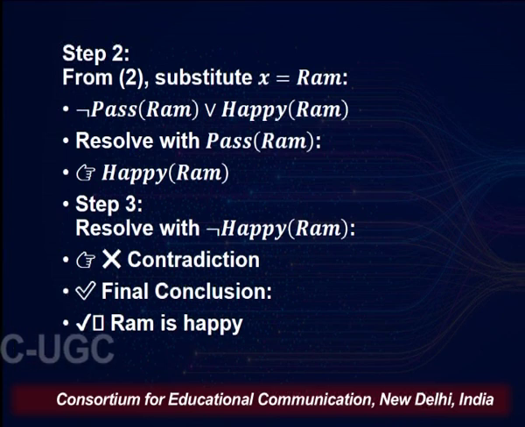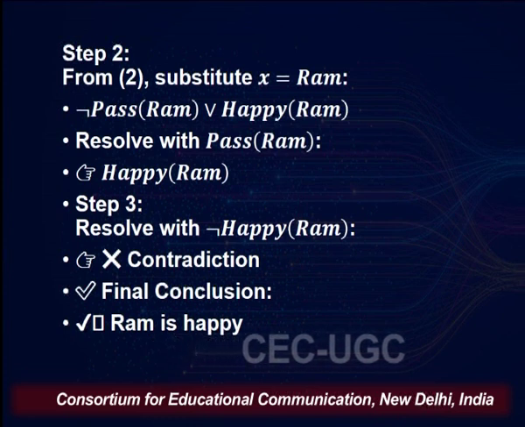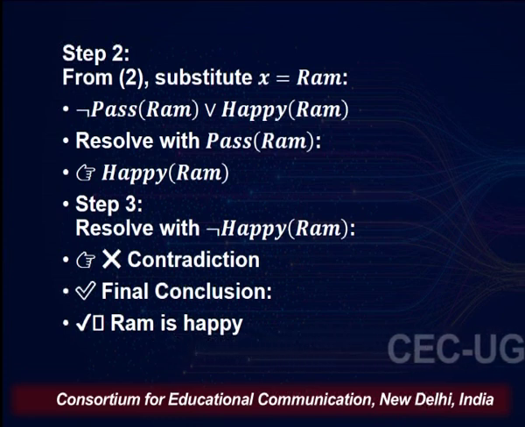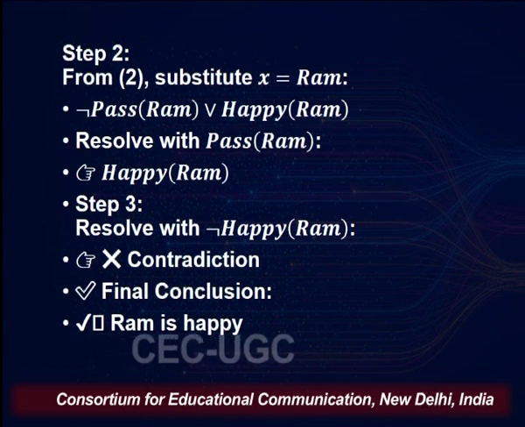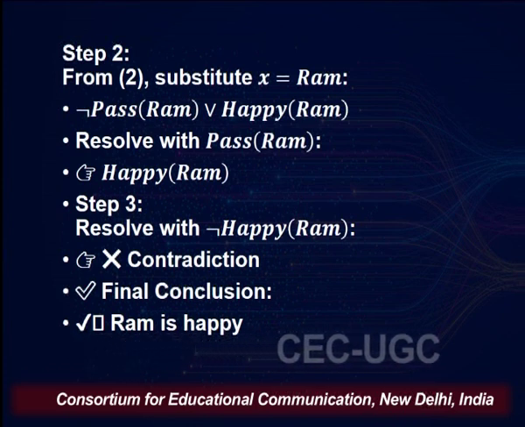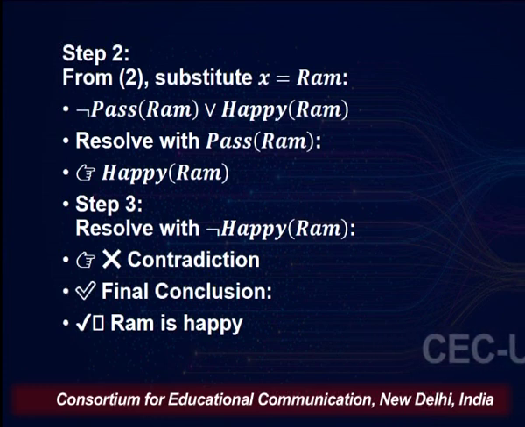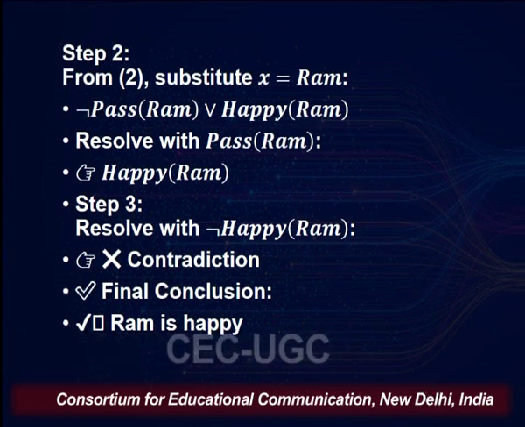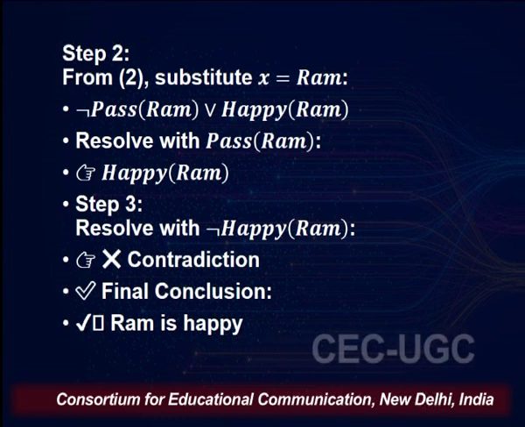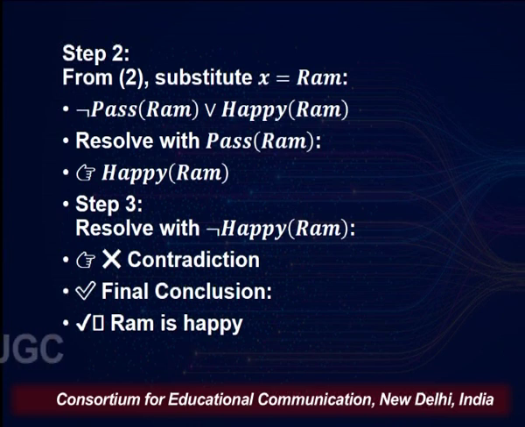Now, resolve with negation of happy Ram: what we have in hand is happy Ram and its negation, C1 and negation of C1. So, finally, we arrive at a contradiction, and as per the previous examples, we conclude that Ram is happy. Now we have seen so many examples of resolution with varied levels of difficulty.